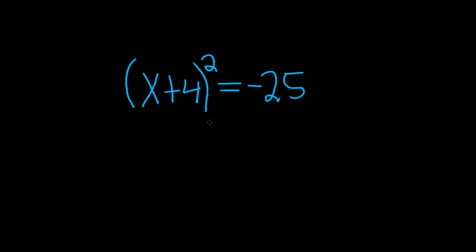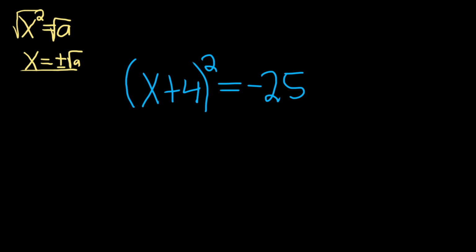In this problem, we're being asked to solve this equation for x using something called the square root property. So the square root property basically says if you have a variable, which I'll call x, and it's squared and it's equal to a number, what you can do to get rid of the squared is you take the square root of both sides, and then when you do that, the squared goes away, and the key point is that you get a plus or minus. That's the most important part.